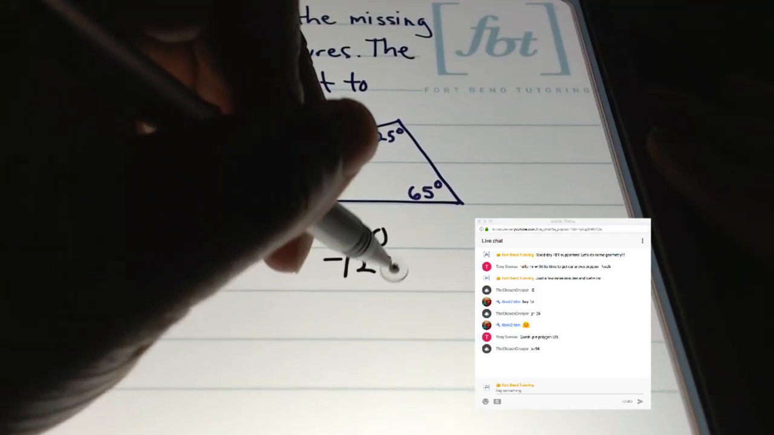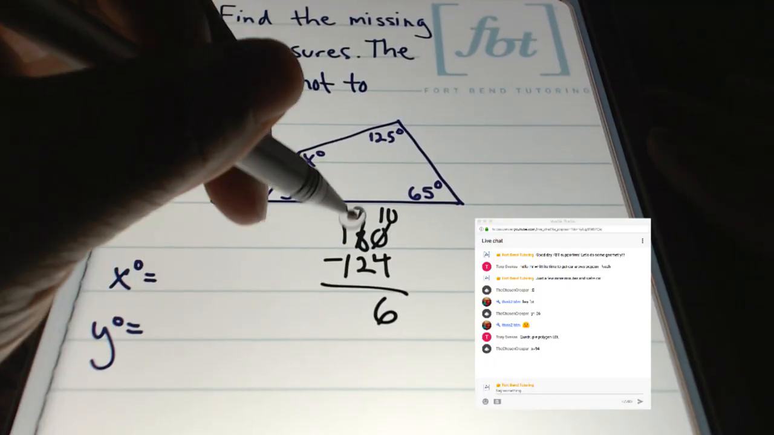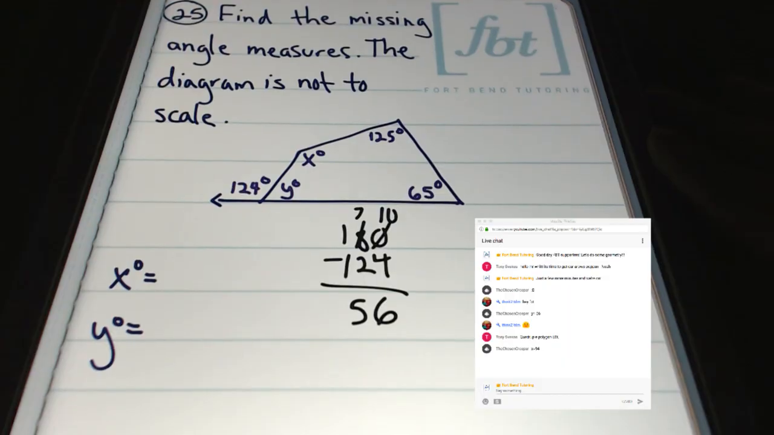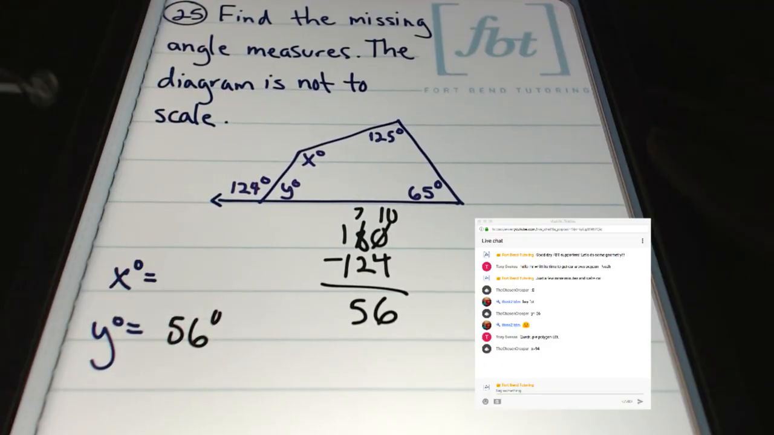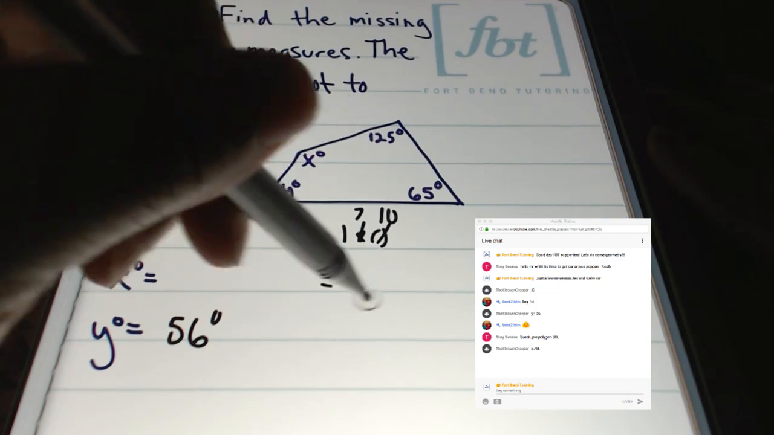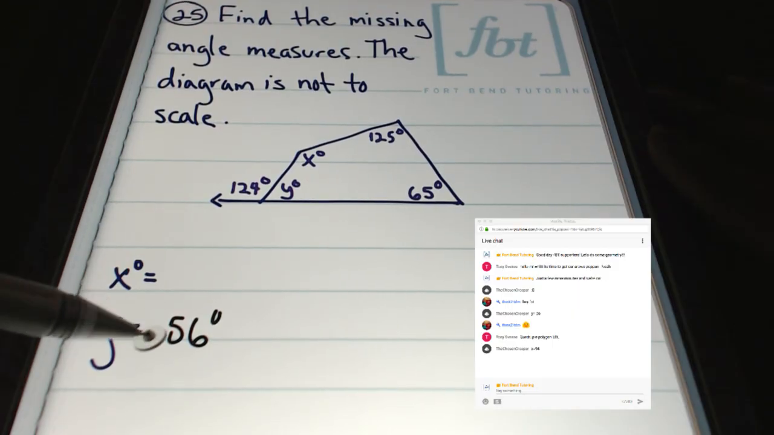minus the 124 degrees. Let's go ahead and figure this out. The 10 minus the 4 gives me the 6. The 7 minus the 2 gives me 5. So we can confirm, just as Chosen Creeper has already stated, that y degrees must be 56 degrees. It has to be 56 degrees, because all we had to do was subtract the 124 degrees from 180 degrees in order to end up with our result for y degrees, because these two angles are a linear pair. They must add to 180 degrees. They must be supplementary. So now we know that this is 56 degrees.